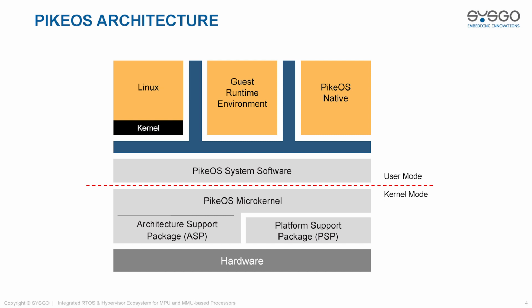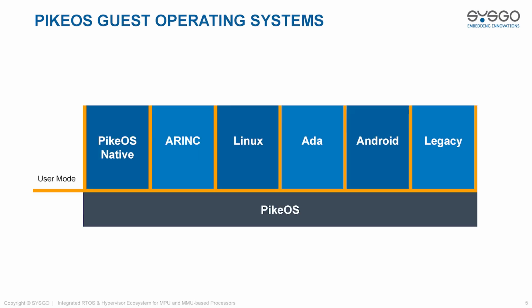On top of the core operating system, we can find different partitions. Software partitions here are also called virtual machines because it is possible to implement a complete guest operating system inside the partition, which executes independently from other partitions. PikeOS supports multiple guest operating systems that we refer to as personalities, including POSIX, ARINC653, Linux, Android, ELinOS, PikeOS Native, and many more.